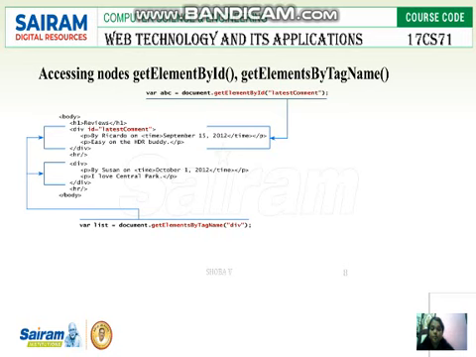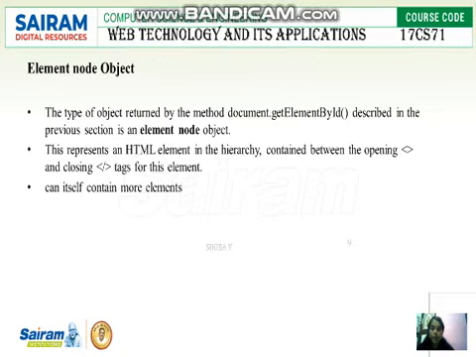So how can we access the nodes? By using getElementById and getElementsByTagName. This is how we can access the nodes. Here in this latest comment example, you can access whatever statement you want. We can give getElementsByTagName or getElementById. By using the dot operator you can access your nodes.